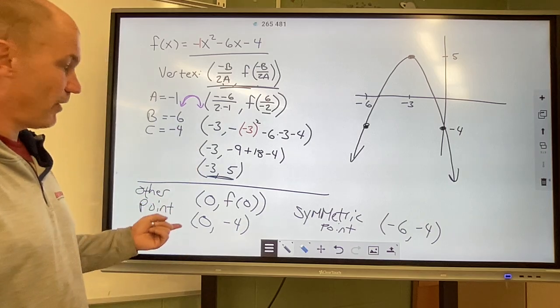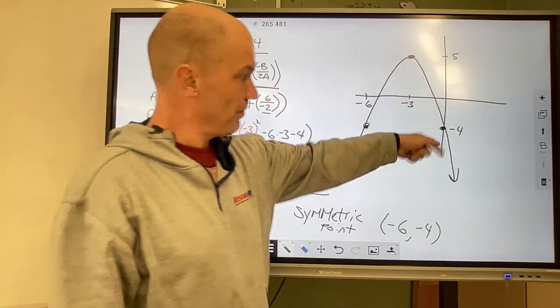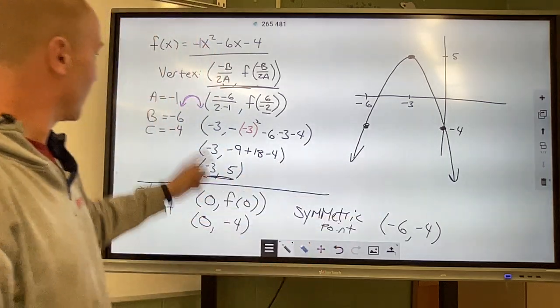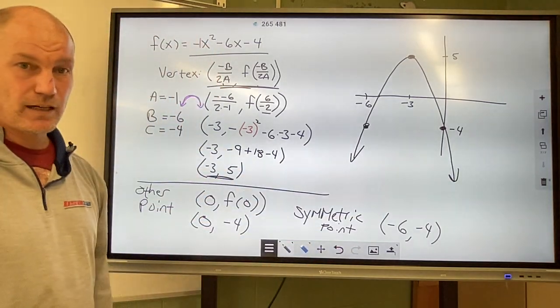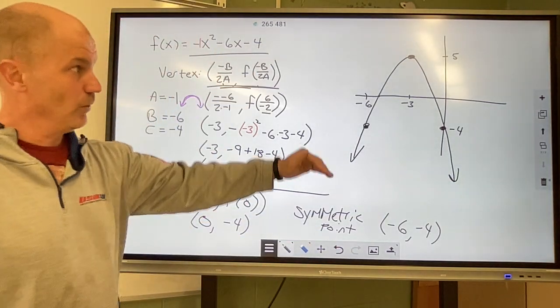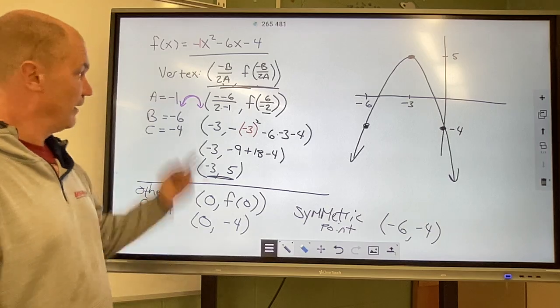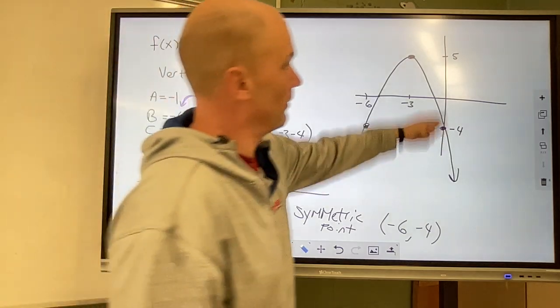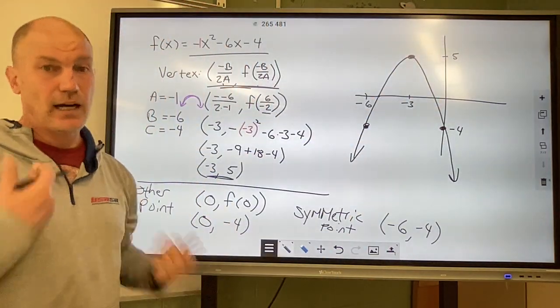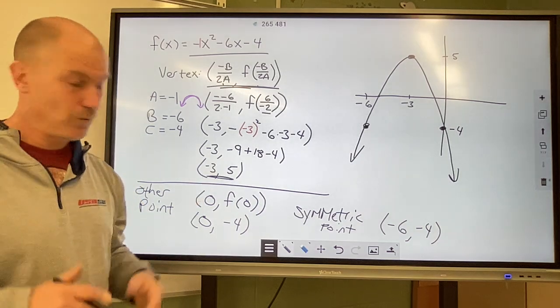And then I find another point. And notice I find another point, and it confirms that this thing must be concave down. The fact that it was below my vertex. If I got positive here, I would have expected to find that above, and if I didn't, I know I've made a mistake and I got to double check my work.